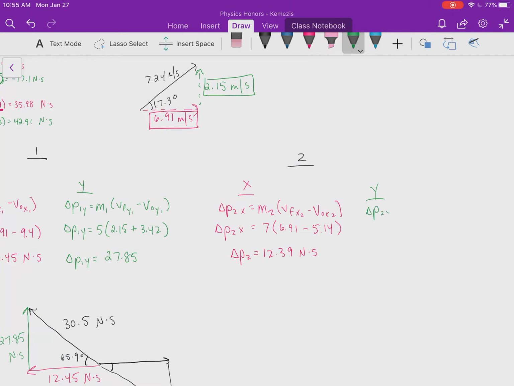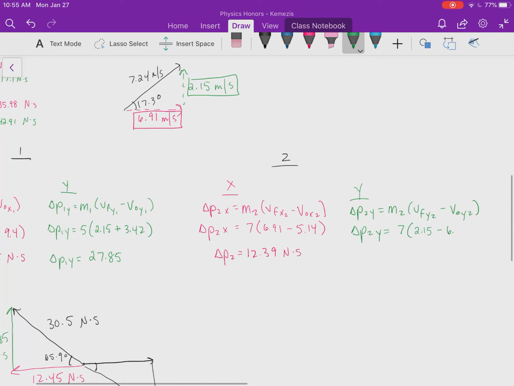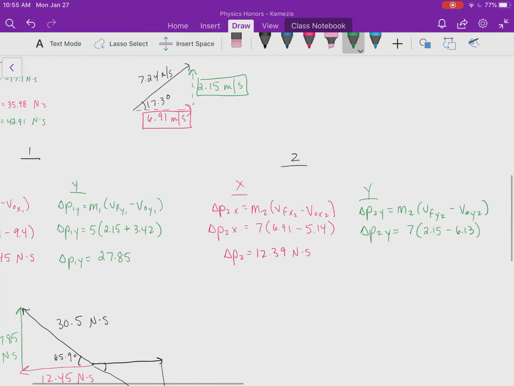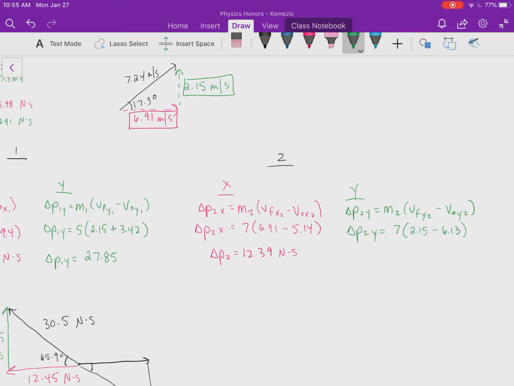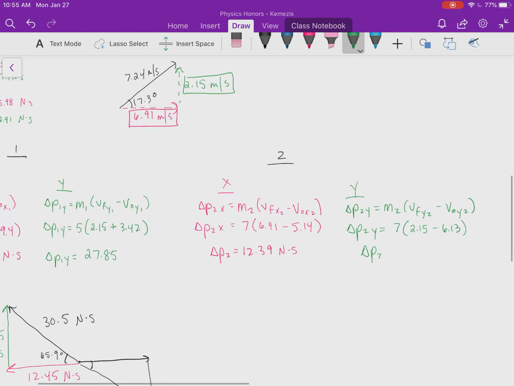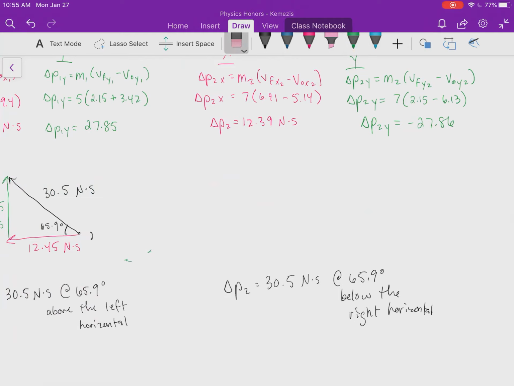And then if we do the y, delta p2y is m2 times vfy2 minus v naught y2. Delta p2y is 7 times 2.15 minus, right, 6.13. This is a good sign that we're going to get a negative value, as we know it should be opposite. 2.15 minus 6.13 times 7, 27.86. Hey, that's even closer and more spot on. Right, and we can confirm.